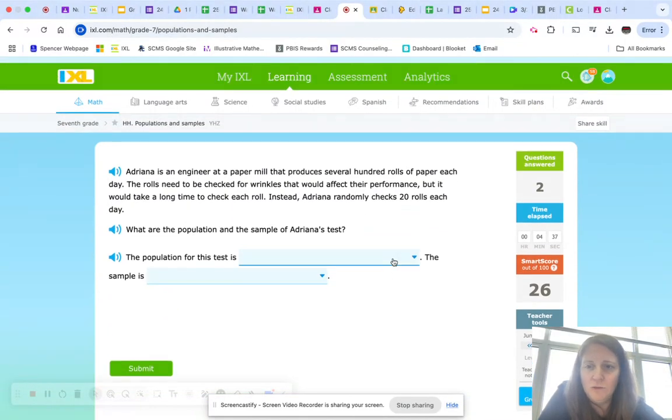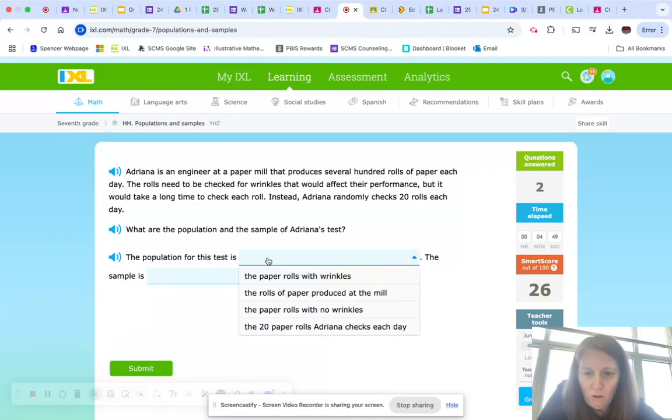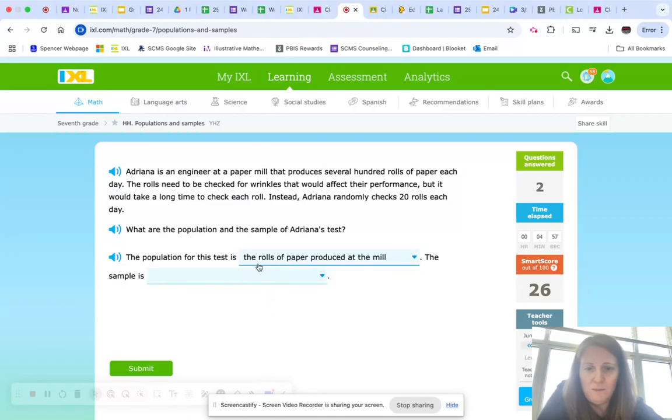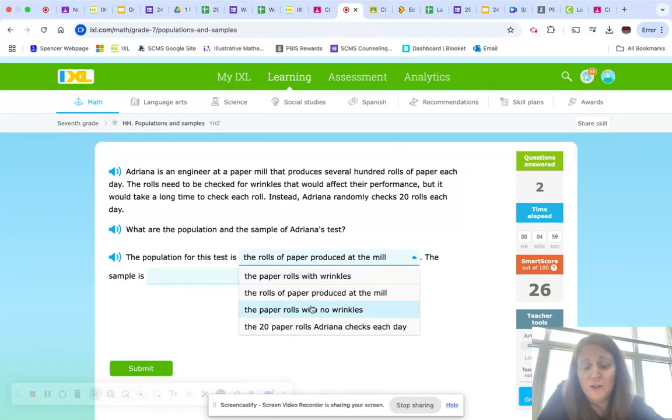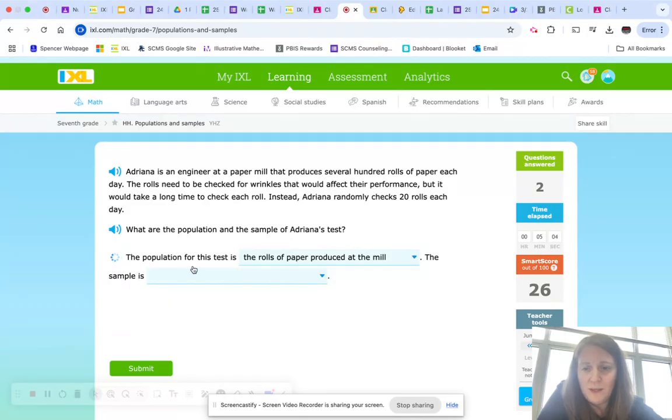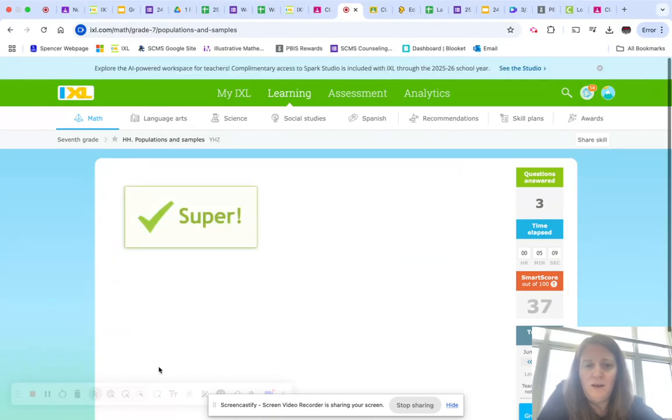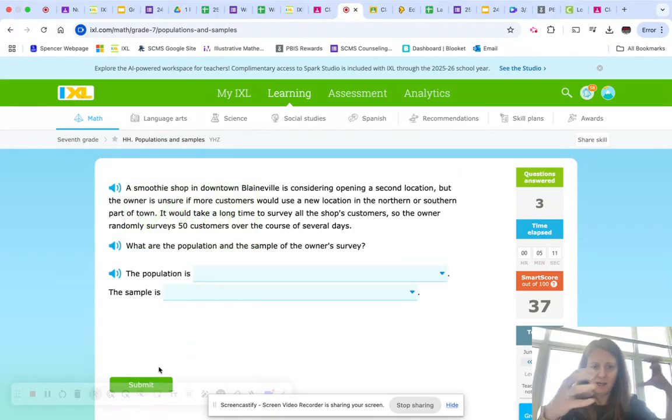Okay, let's go up to there's not a higher level. Okay, let's do 2 more. Adriana is an engineer at a paper mill that produces 100 rolls of paper for each day. The rolls need to be checked for wrinkles, but it would take too long to check each roll. So the population would be all the rolls of paper at the mill, yes. It would be the ones that were produced at the mill, because the ones with wrinkles and the ones without wrinkles wouldn't be the entire population. And the 20 rolls that she checks each day, that would be the sample. So population is big, sample is smaller.